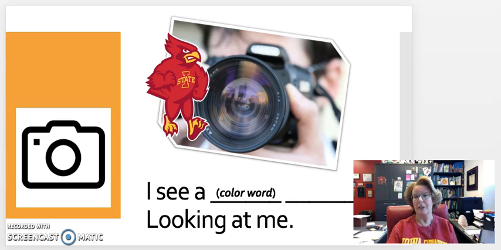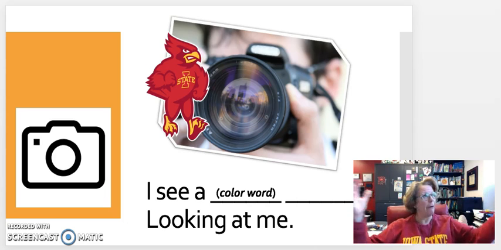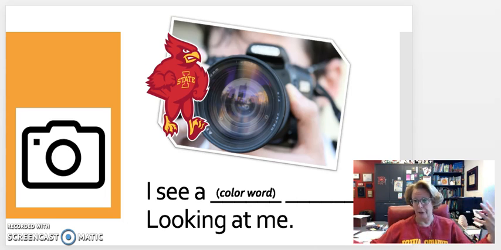crystal icicle looking at me. And then you would place Cy by an icicle or a snowdrift or whatever pictures you can find around you, okay?